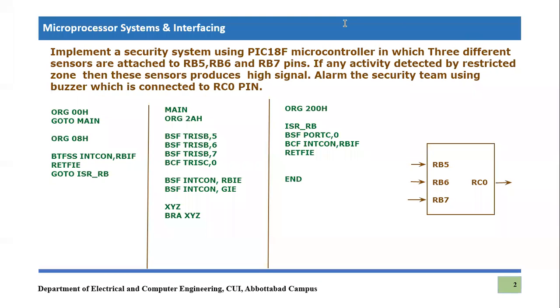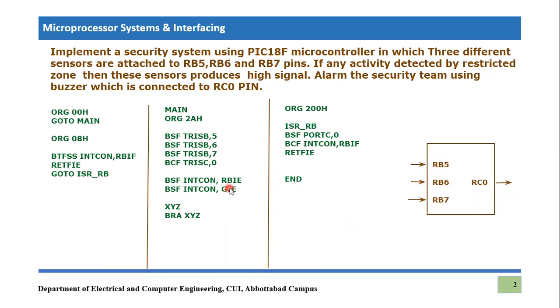Okay, let's start with the code that I've written for explanation. The very first line that I've written is ORG 00, and here I've mentioned GOTO main. So directly we start from the reset vector and go to main, which is the main program. In the main program, we originate at 2A, then BSF TRISB, 5, 6, and 7. So these three pins are declared as input pins, and BCF TRISC, 0. So RC0 is declared as an output pin, which is connected to the buzzer, right?